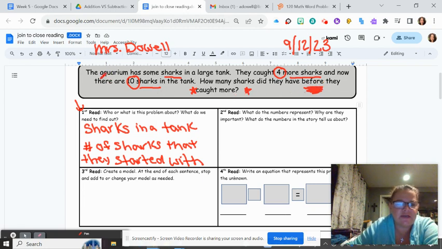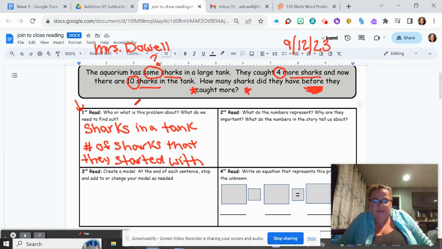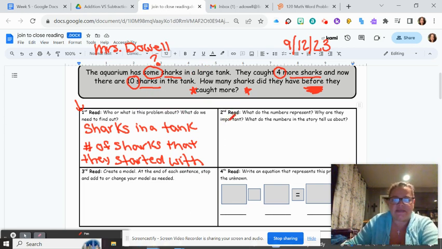If I'm looking here, the aquarium has some sharks. Some sharks shows me I don't know what that number is. I know that there's some in a large tank, but I don't know how many there are. What I do know is they caught 4 more sharks, and I know that there's 10 sharks in the tank. So all right, I know who or what the problem is about, and I know what I need to find out. I need to find out the number of sharks that they had to start with.